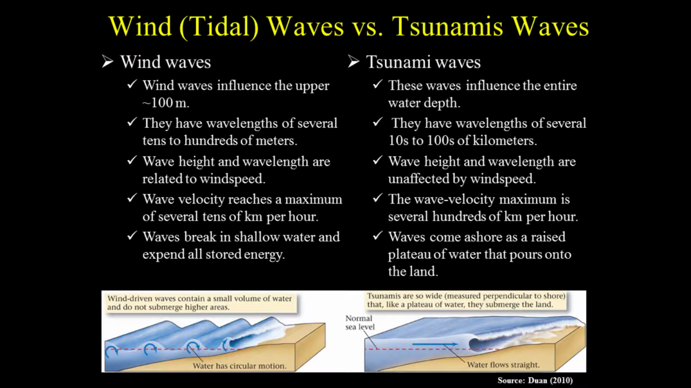Tsunamis are sometimes incorrectly called tidal waves. Tsunamis are not tidal waves. Tsunamis are not caused by the tides. Tides are caused by the gravitational force of the moon on the sea. Here is a summary of key differences between tsunami waves and tidal waves, also called wind waves.